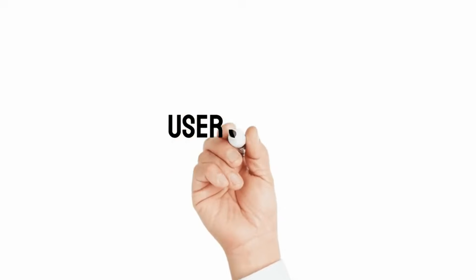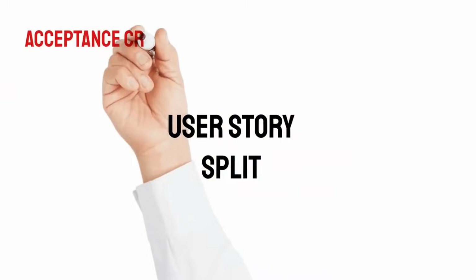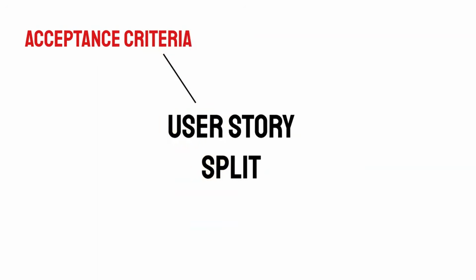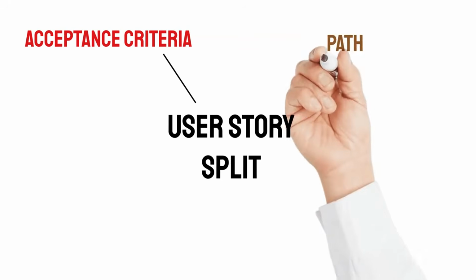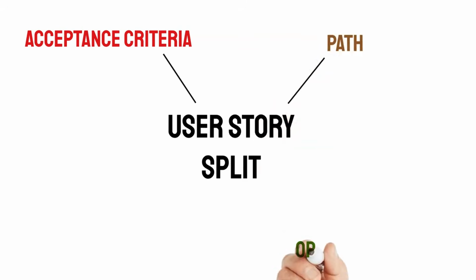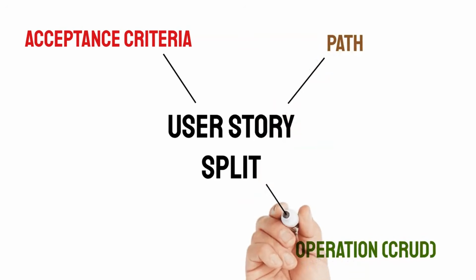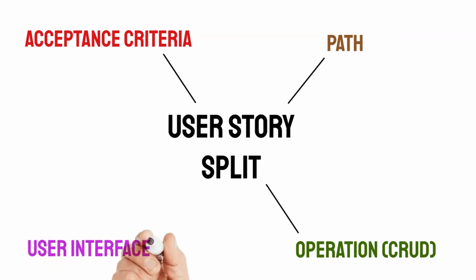So let's summarize everything up. How can we split user stories very easily? The first thing is per acceptance criteria. Take this as a basis. Then we can go by paths in a workflow. We can split by operations: create, read, update and delete. And lastly, by the user interfaces, a user interacting with the platform.